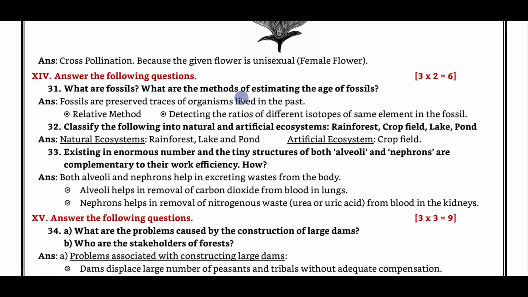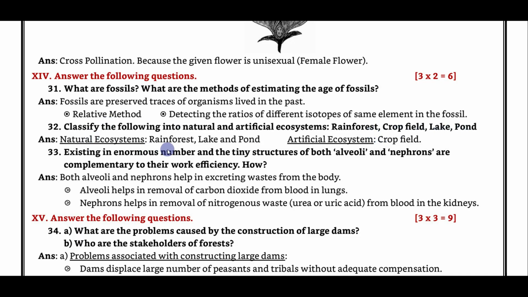What are fossils? What are the methods of estimating the age of fossils? Fossils are preserved traces of organisms that lived in the past. Methods of tracing the age of fossils are the relative method and detecting the ratio of different isotopes of the same element in the fossil. Next question, classify the following into natural and artificial ecosystem: rainforest, crop field, lake, pond.